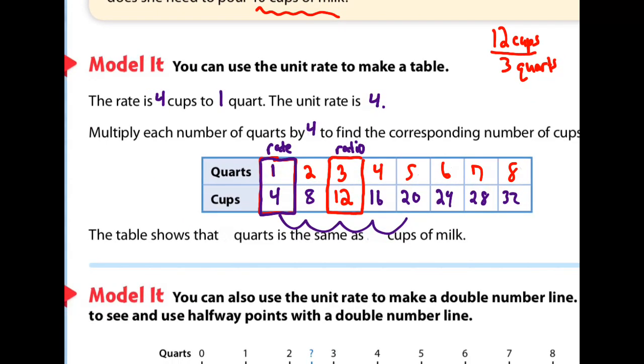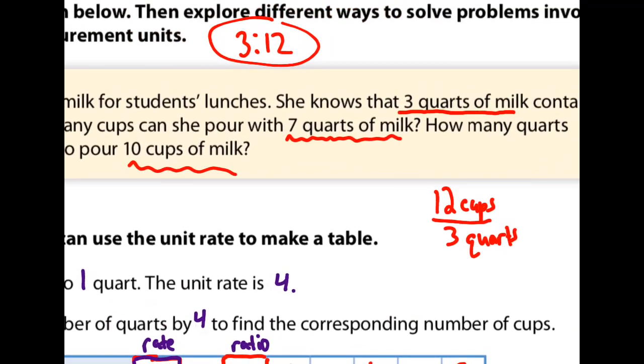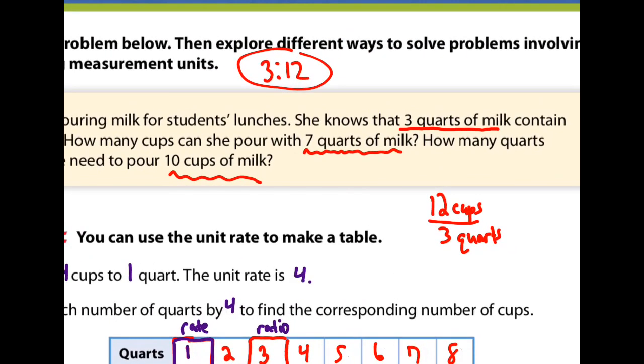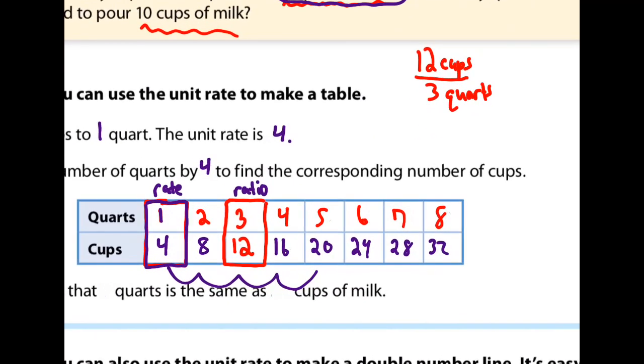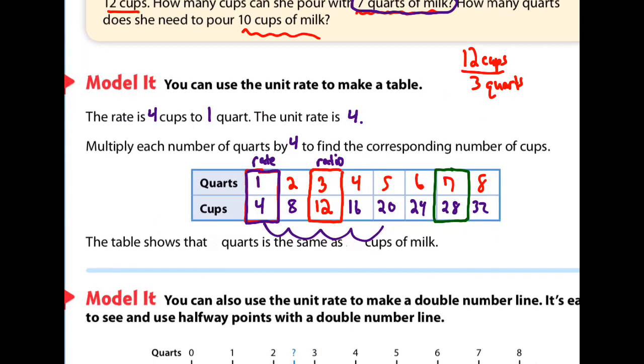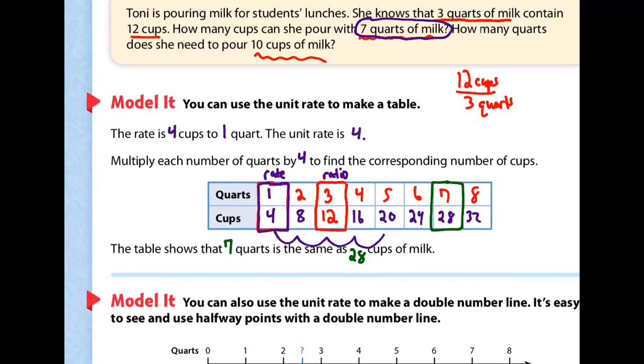Now, the first question I'm going to answer, remember we go back up, is how many cups can she pour with 7 quarts? If I go down to 7 quarts, I'm going to circle in green, I'll get my answer. 7 quarts is 28 cups. So the table shows that 7 quarts is the same as 28 cups. Using a ratio table, filling it out, helped me answer that first question.